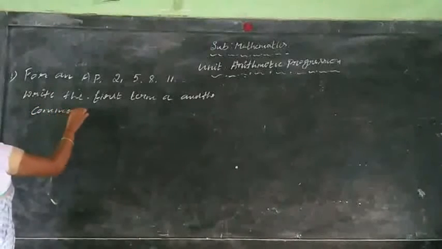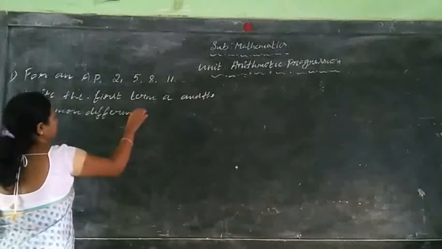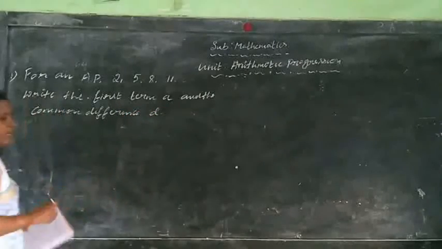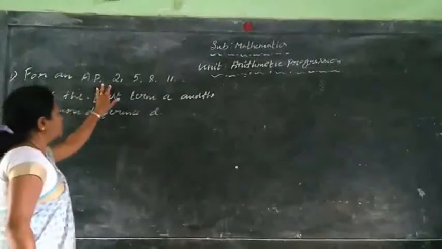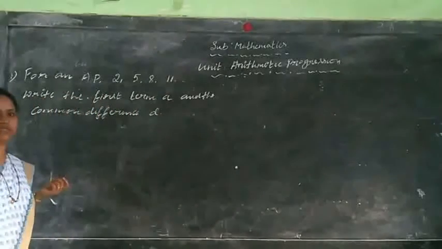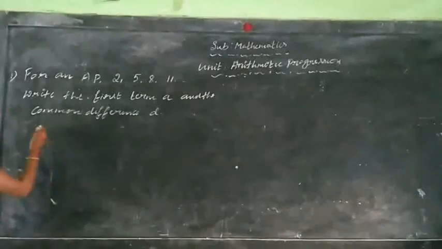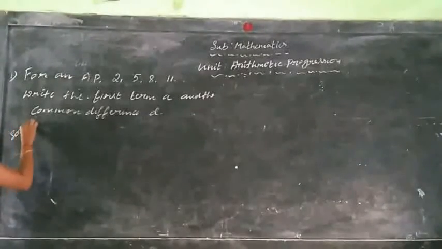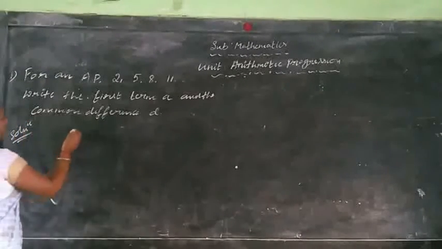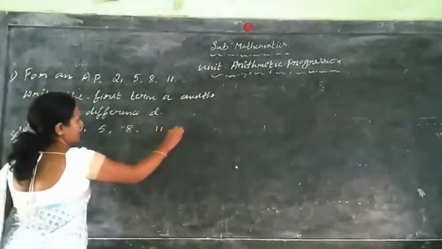Common difference d. So here they are given only 2, 5, 8, 11. For this we have to write the first term and the common difference, children. Okay. So let's write the AP, that is 2, 5, 8, 11.